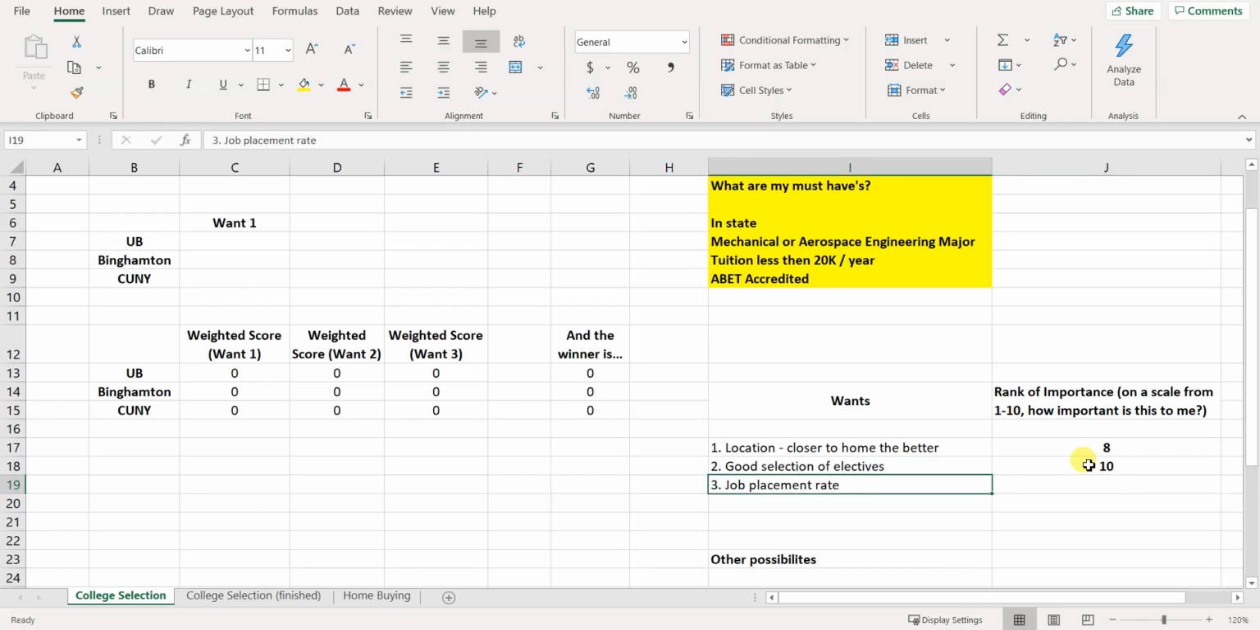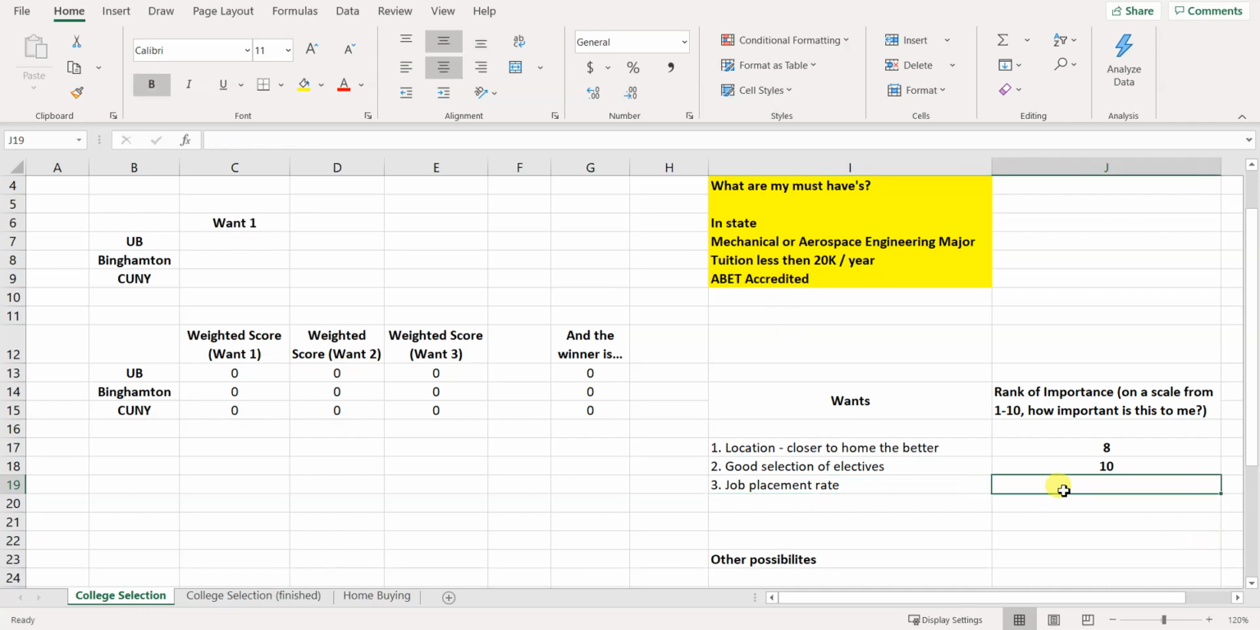And then we're going to go to the next one, job placement rate. In all honesty, it's something I looked at, but it honestly wasn't very important, because I had worked previous jobs in the past and had a decent resume as far as mechanics and stuff like that. I really didn't feel like I needed the school's placement rate to be all that good. I felt like as long as I got a degree and it was ABET accredited, I could take care of it myself. So I ended up only ranking that as a 2.